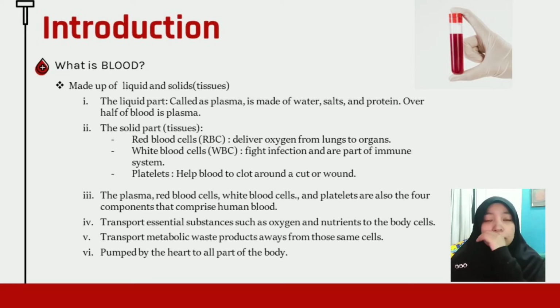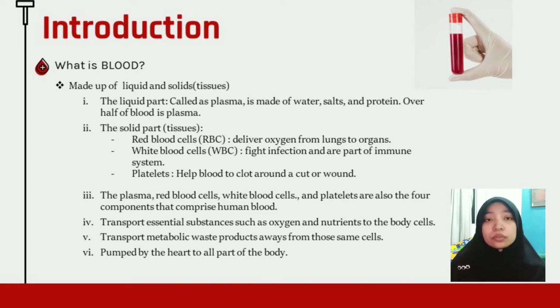The function of red blood cells is to deliver oxygen from the lungs to organs. For the white blood cells, the function is to fight infection and act as a part of the immune system. Lastly, for the platelets, the function is to help blood clot around a cut or wound. Okay, the plasma, red blood cells, white blood cells, and platelets are the four components that comprise human blood.